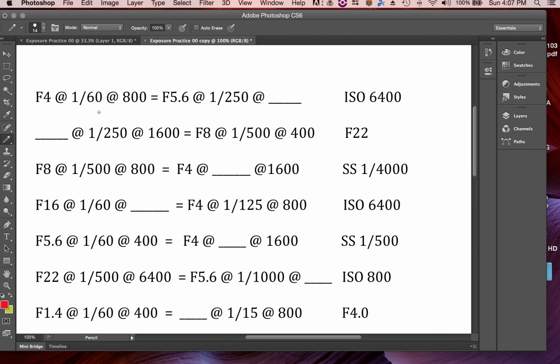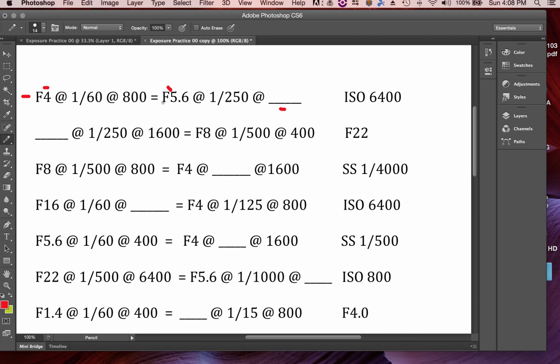Take a look at your problem. Here's our little problem here. And what we're going to try to do is make one side equal to the other side, your basic algebra. Always start on the side with the blank. That's where you need to start. Always start on that side. And then what you do is you just simply compare your known factors from this side to that side.